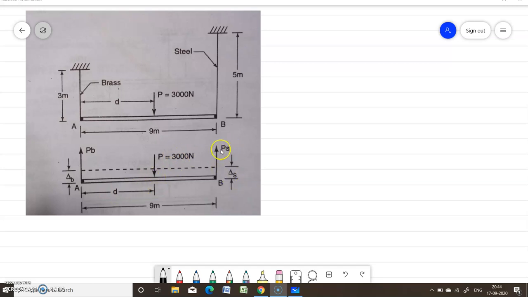Now we have to find out what is the moment of this PS. PS we have already got as 1044.33 Newton. What is the moment of PS about A? Now this PS is trying to rotate this rod about A in the anti-clockwise direction. So the moment will be PS into this much distance, minus PS into 9. There is no other force, so no other moment, which is equal to 0.